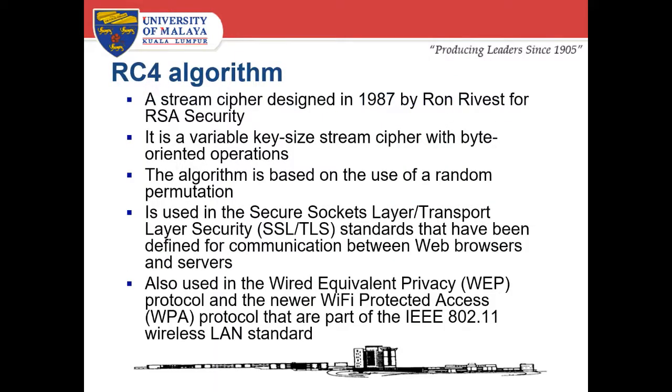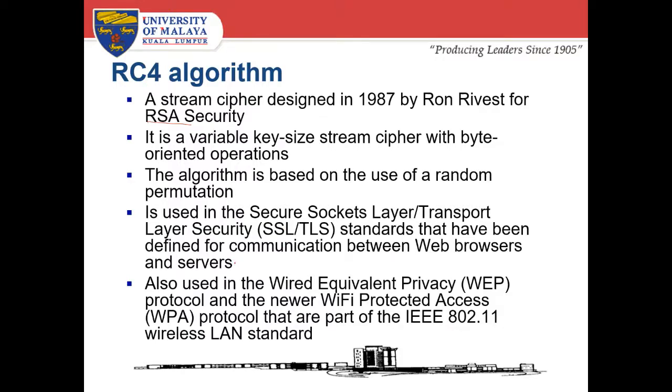Now we go to the RC4 algorithm. A stream cipher designed in 1987 by Ron Rivest for RSA Security. Okay, it is a variable key size stream cipher with byte-oriented operations. The algorithm is based on the use of random permutation. Permutation means that bit 1 becomes bit 8, bit 2 becomes bit 16, bit 3 becomes bit 2, and so on. It is used in the Secure Socket Layer, Transport Layer, or SSL/TLS standard that has been defined for communication between web browsers and servers.